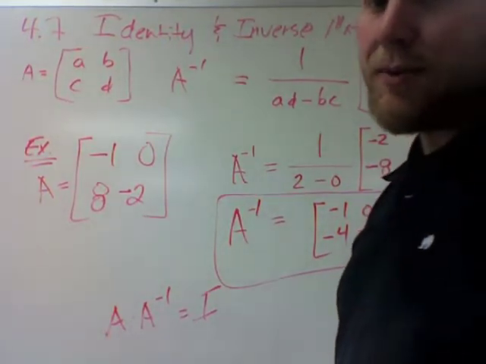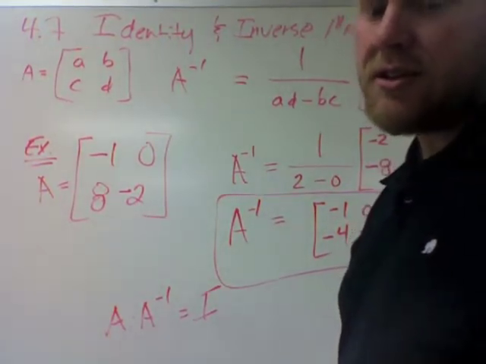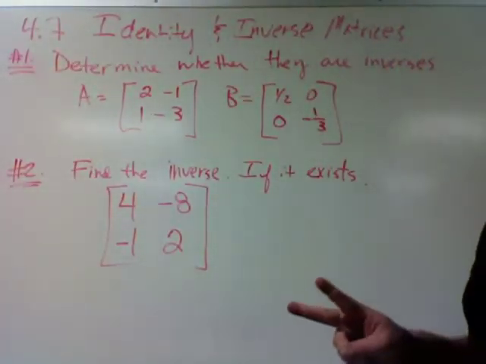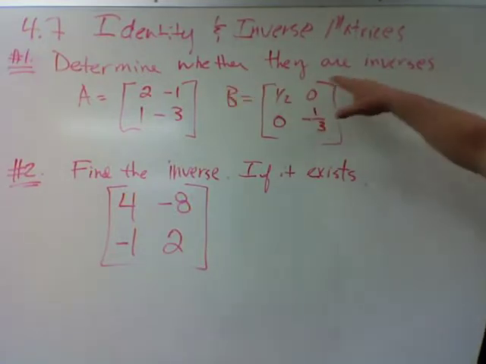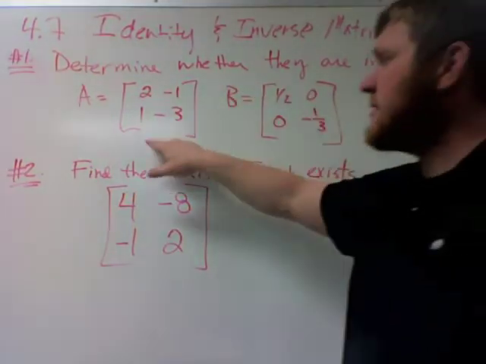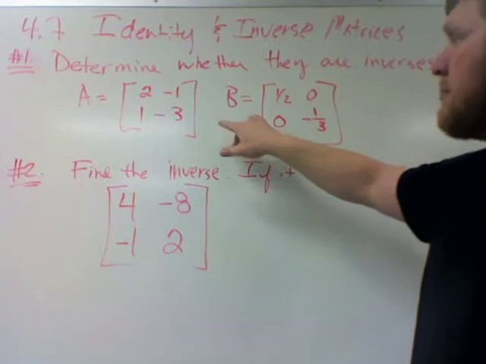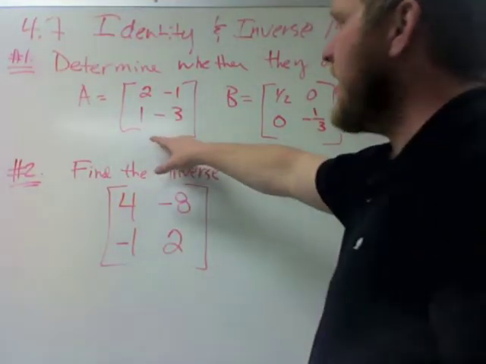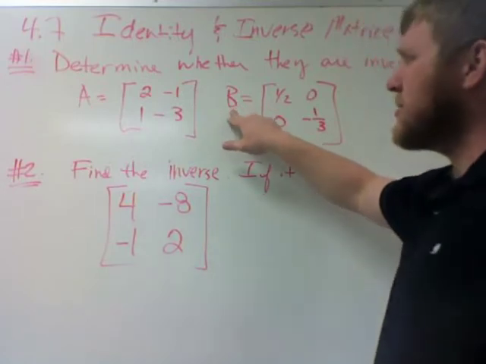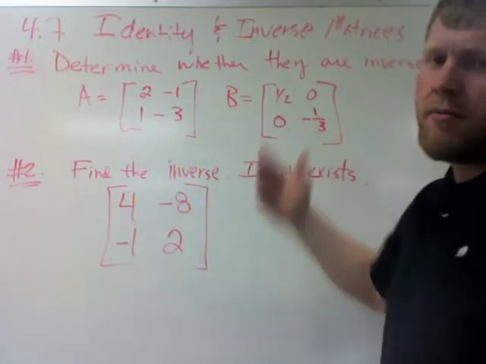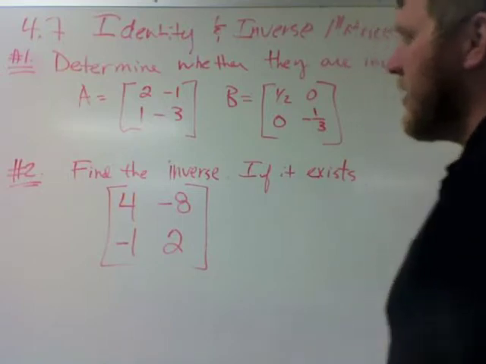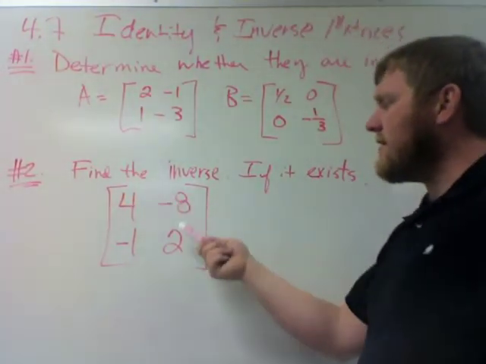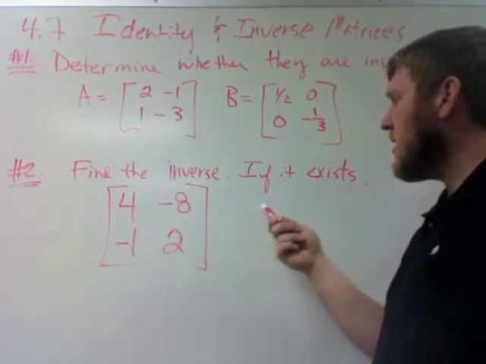All right, I'm going to have some try-this problems for you, so see where you get. Here are two try-this problems. The first one says determine whether they are inverses. So are A and B inverses of one another? Or could I call this matrix A inverse? That's something you have to figure out. And question number 2 says find the inverse of this matrix if it exists.